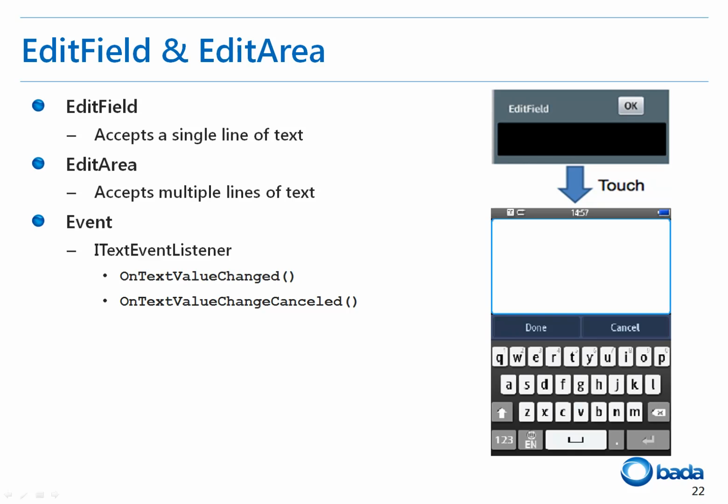The interface is iTextEventListener, and it supports the onTextValueChanged callback and onTextValueChangeCanceled callback. The onTextValueChanged callback is called when there's a change in the text value of the editable area. The onTextValueChangeCanceled callback is called when a user selects the cancel button of the editable area.